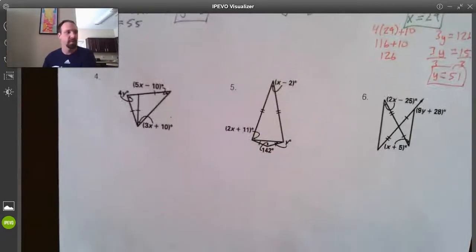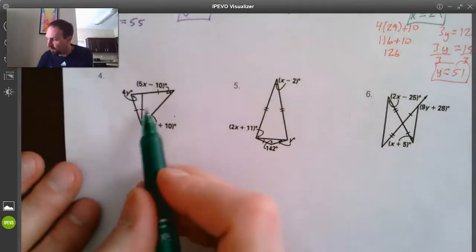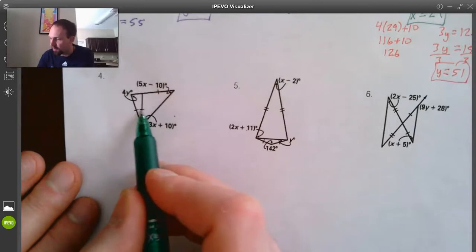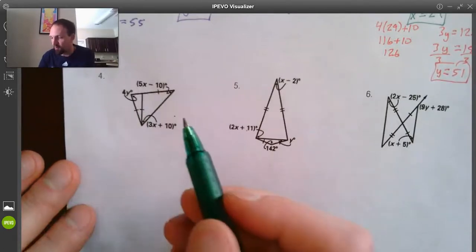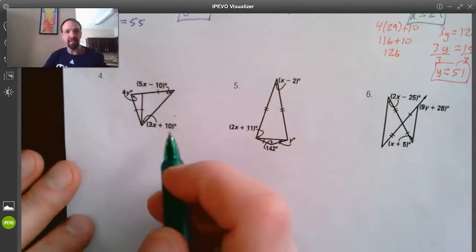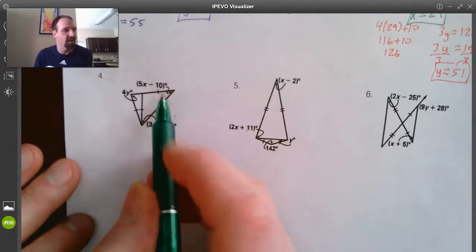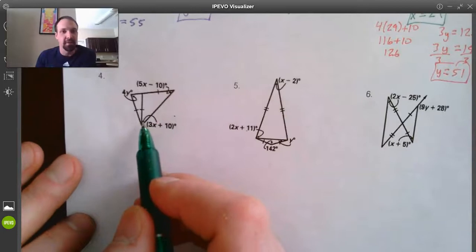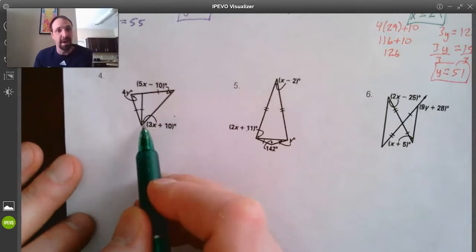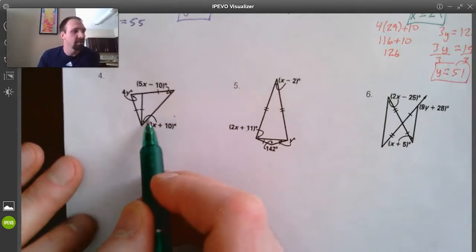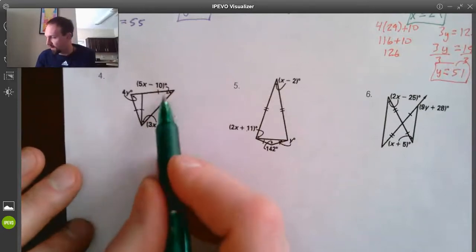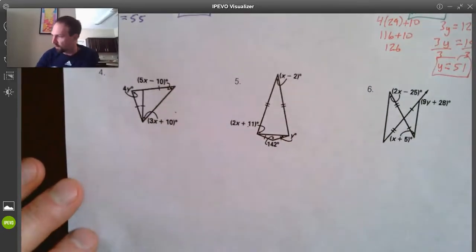Number 4. This one has a lot of moving parts to it. We have 2 triangles that are listed. We have this side congruent to this side, which is also congruent to this side, which means we have a lot of bases that are the same. We have this base here, this 5x minus 10, congruent to this base here, this 3x plus 10. So let's go ahead and find what x is by setting these two equal to each other and then solving.